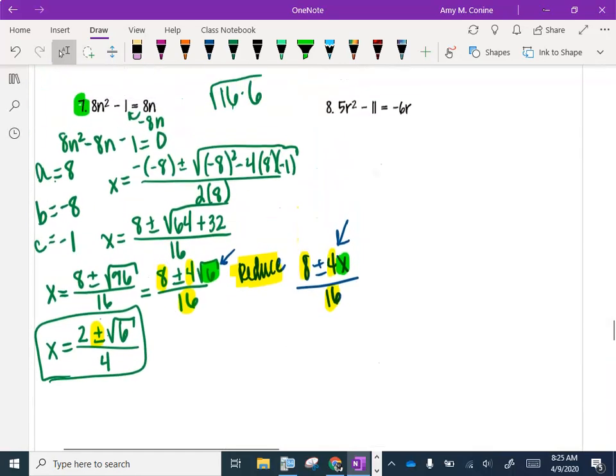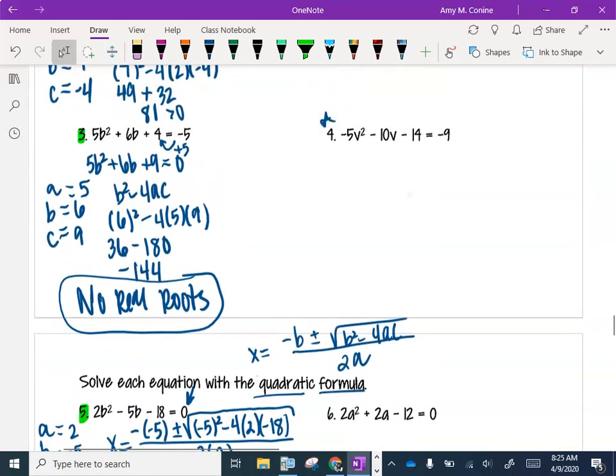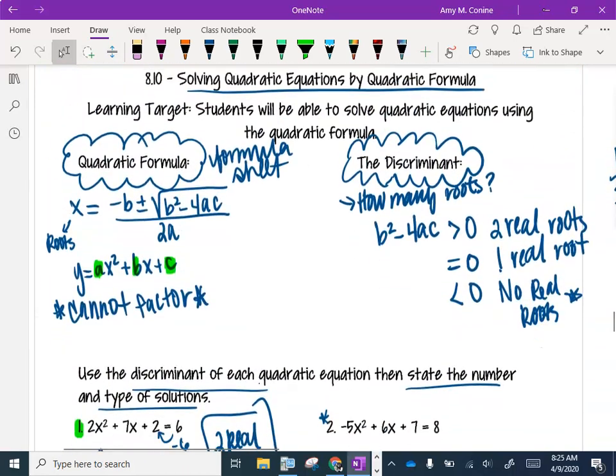And then remember you're simplifying for the quadratic formula and using your formula for the discriminant.